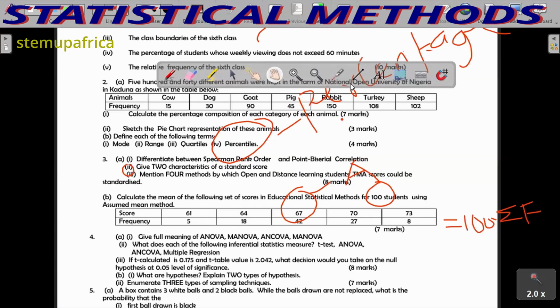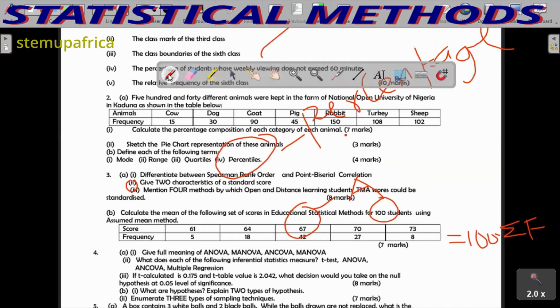Then the second question, say if T calculated is this and T table is this, what is... Yes, sir. Excuse me, sir. The II, you said the II is what? Okay, it is t-test. We use t-test for that. Which is the first one here? That is the first one, your t-test. Yeah. Okay, thank you.